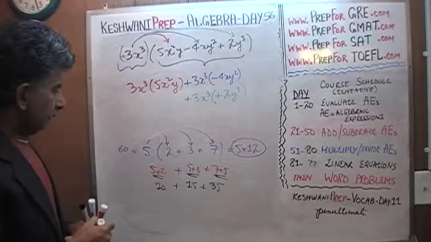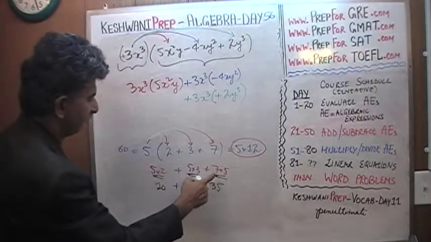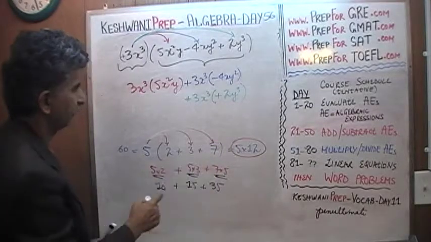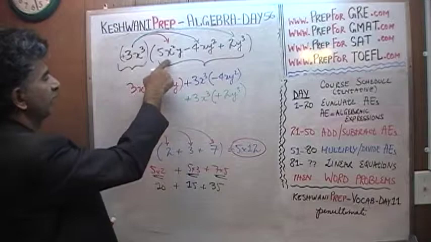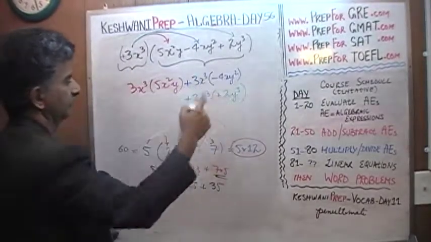That's what we're showing here. You see, 5 times 2, 5 times 3, 7. This should have been 5 times 7, the same idea. 5 times 2, 5 times 3, 5 times 7. That's what we're showing here. 3x cubed times the first term, 3x cubed times the second term, 3x cubed times the third term.